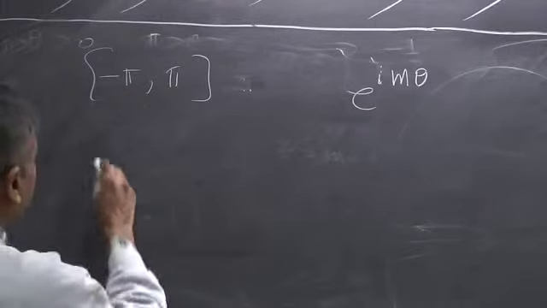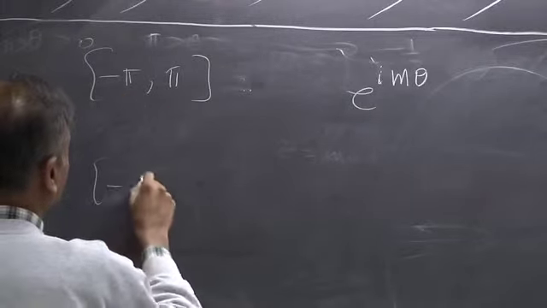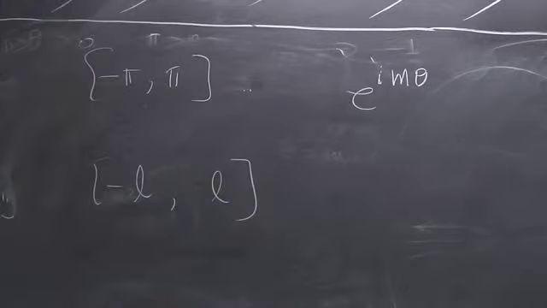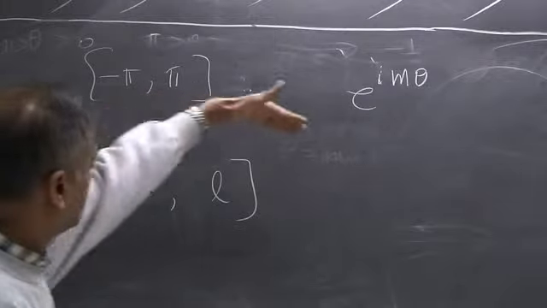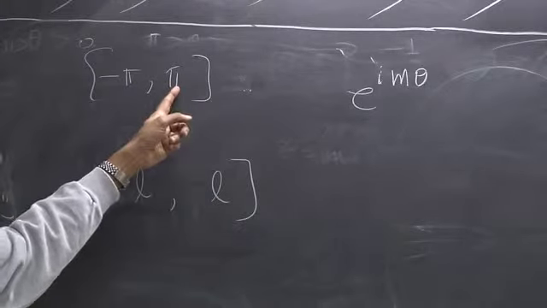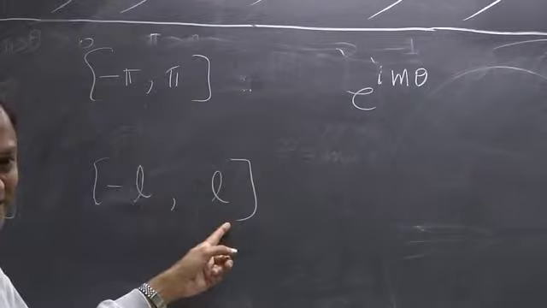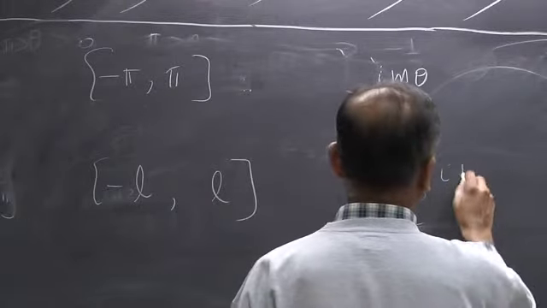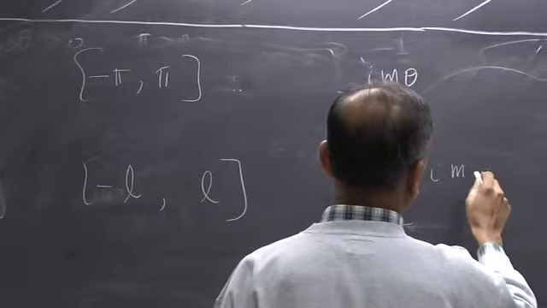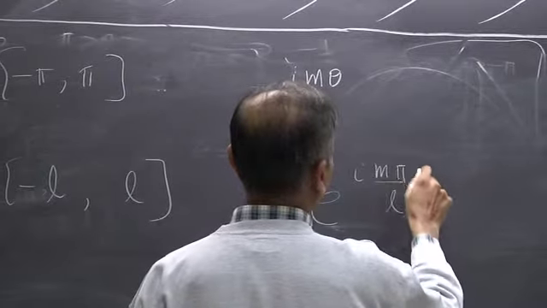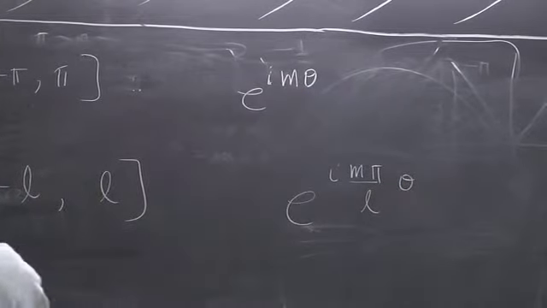But suppose, instead of minus pi to pi, I have a range minus L to plus L, where L is any number. You can immediately extend this in the following way. To go from here to here, all I need to do is scale pi to L, right? So I can construct periodic functions which are simply e to the i m pi over L times theta. So now theta is between this and this.